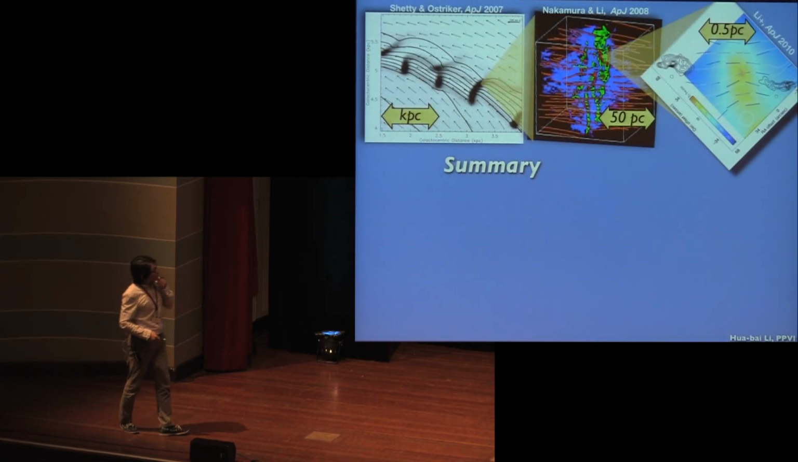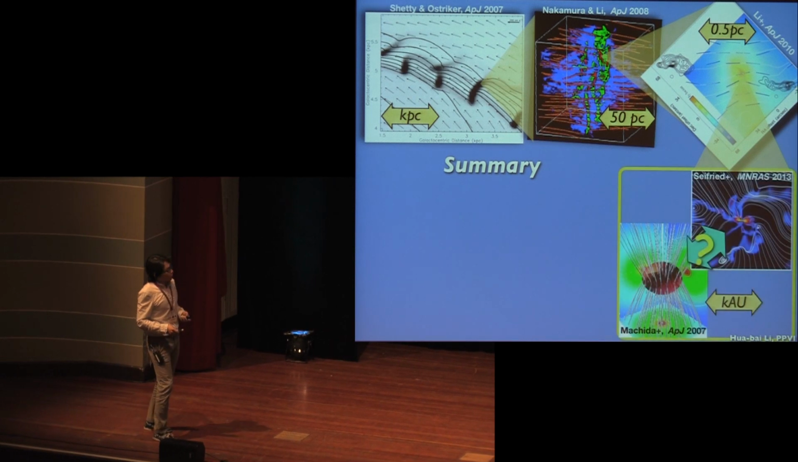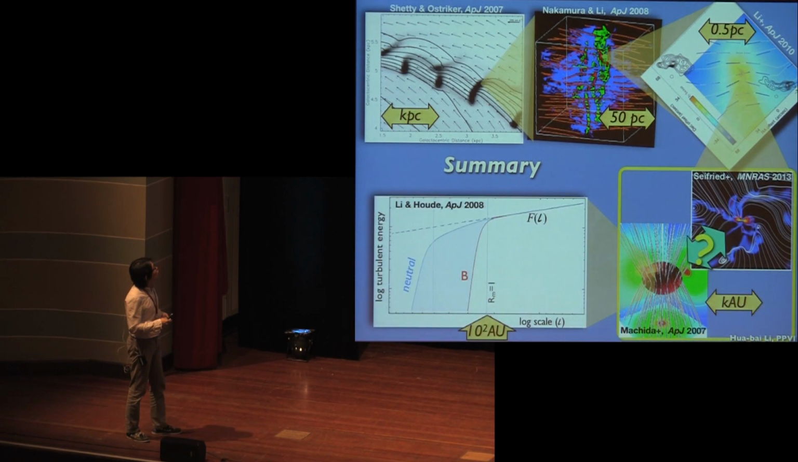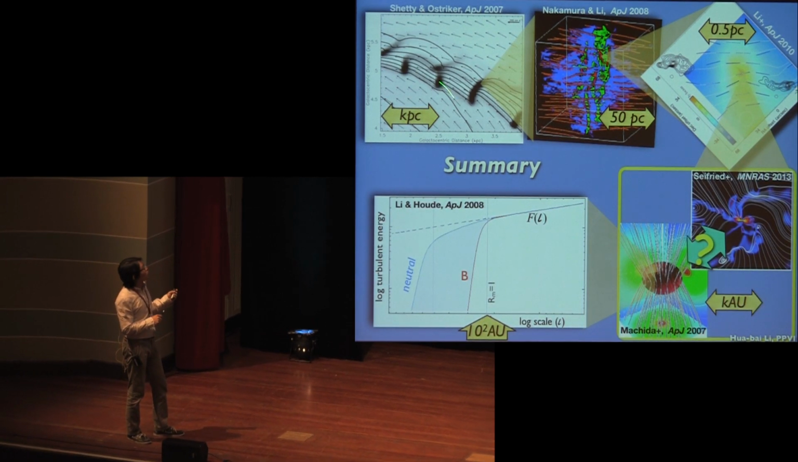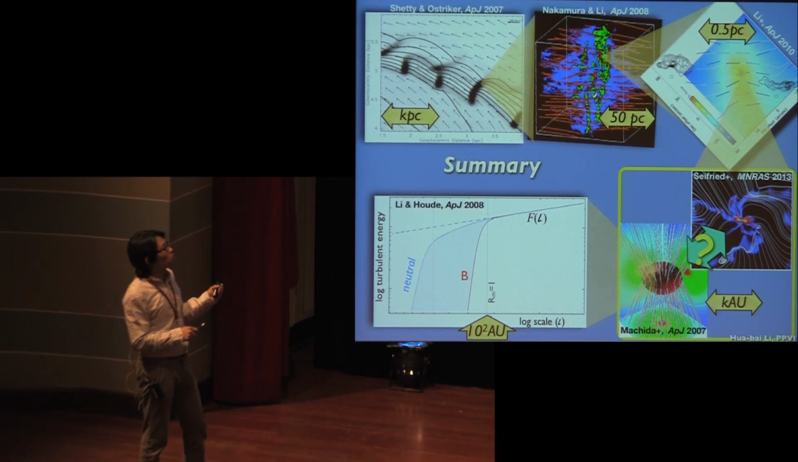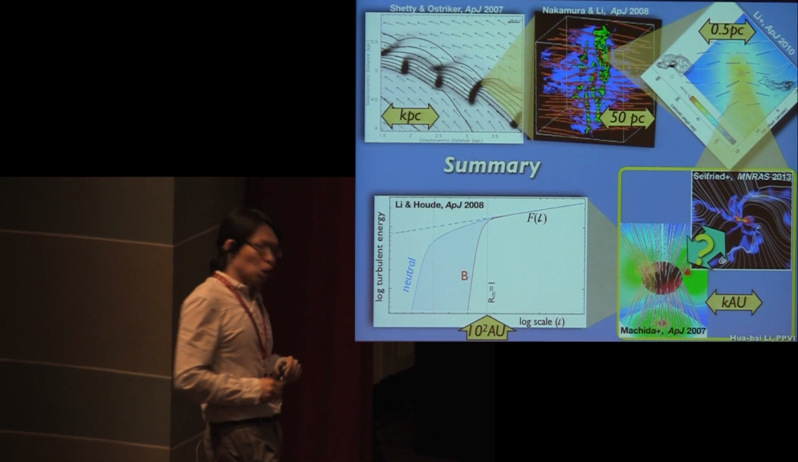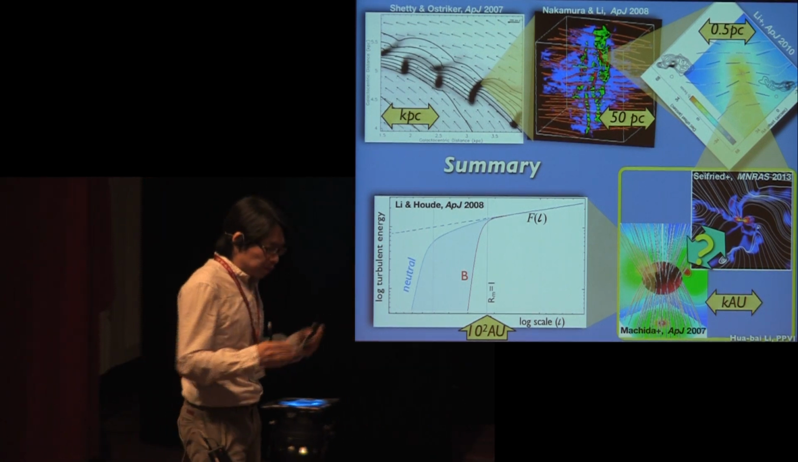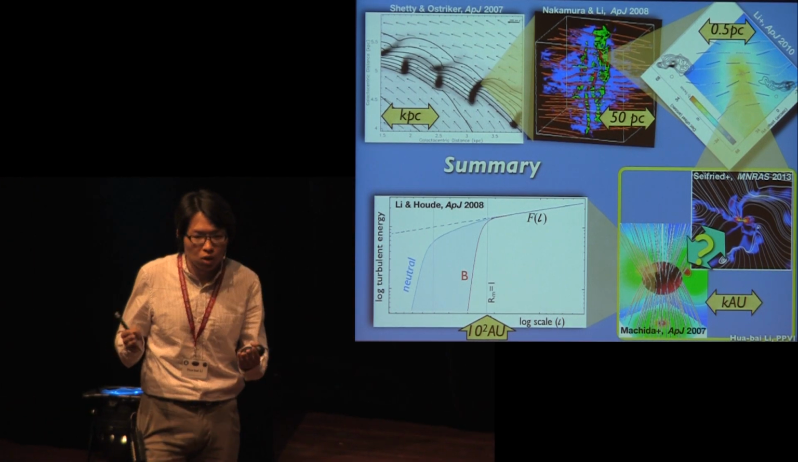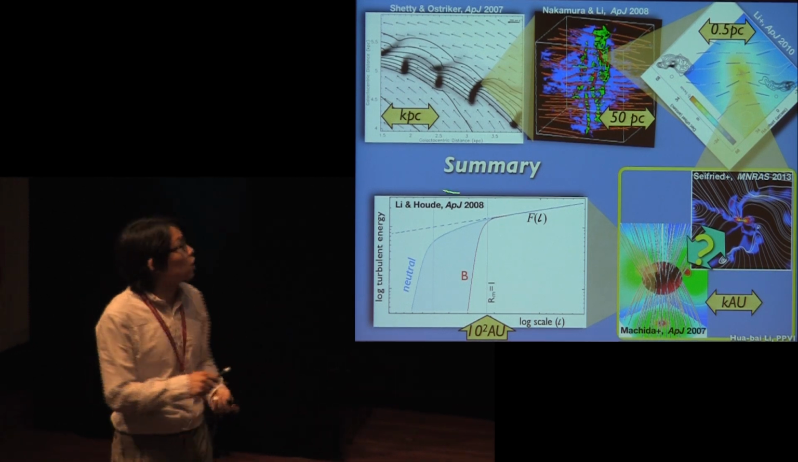So that's almost all I want to say. As a summary, I think I showed some evidence to you that the galactic B field orientation is preserved inside the molecular cloud and all the way to the cloud core. And we also see the consequences that you should expect from this kind of field morphology.